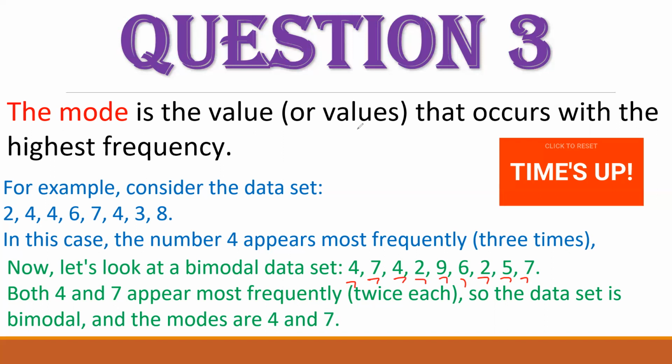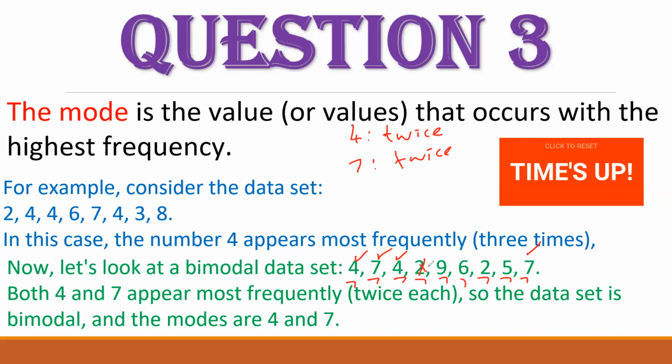So let's see, number 4, how many times am I using it? 1, 2, yeah, 2 times, okay. We can say twice each. And then number 7, 2 times. Number 7 also twice we are using. And number 2, only 1.